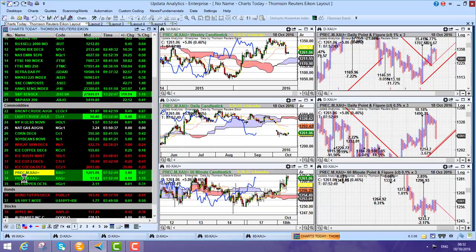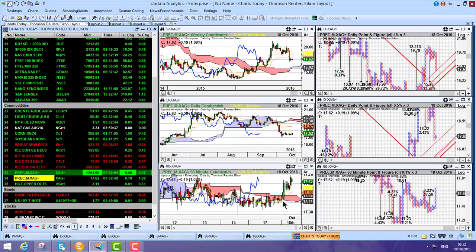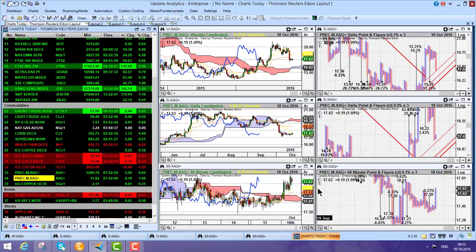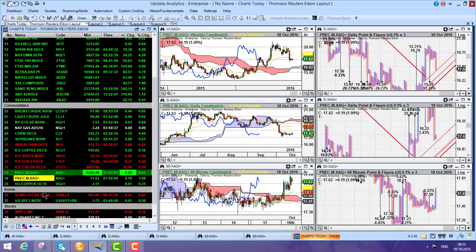Silver I always find is a good lead indicator for gold, and we see here we're through as well. There's an upside target here of 5 or 6%, 1860. So that's activated as well, which is quite promising.